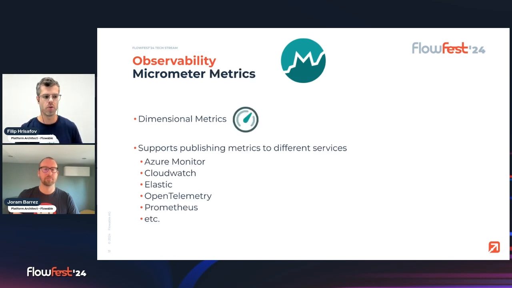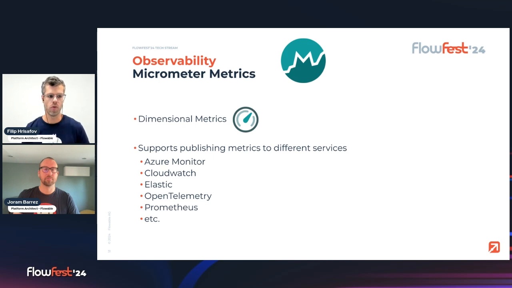One part is the Micrometer metrics, basically. These metrics offer an abstraction for dimensional metrics. This means that you can actually drill down in these metrics: drill down in time, in bytes, in size, counts, and so on. So you can create timers, gauges, distribution summaries, and so on with this.